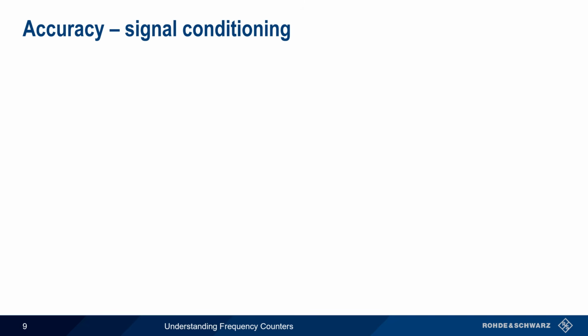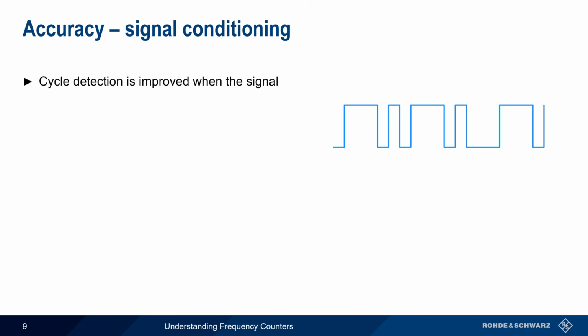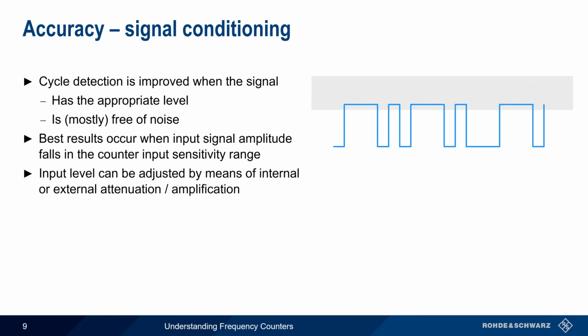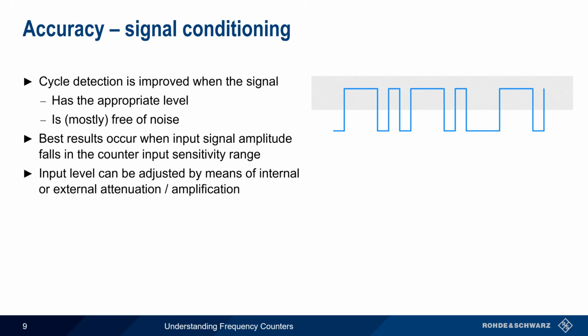Another factor that affects accuracy is signal conditioning. Detecting true cycles is easier when the signal has an appropriate amplitude and is mostly free of noise. With regards to amplitude, best results are obtained when the amplitude of the input signal falls within the counter's input sensitivity range. This is typically done by adjusting the input level through either attenuation or amplification. This adjustment can be done manually, but many counters have an automatic gain control that performs this automatically.